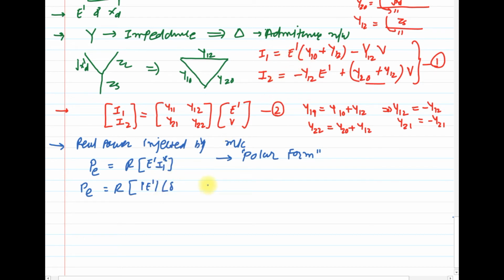So we need to write the equation for I1, which is equal to, first, y11. Here we have considered the magnitude of y11 into angle. Here I will consider minus theta 11. Why? Because the current is in conjugated form.